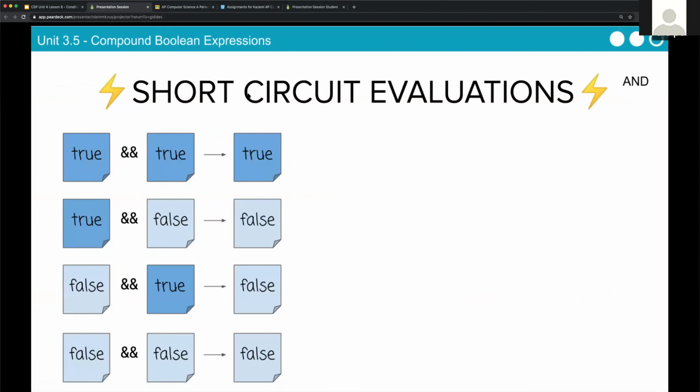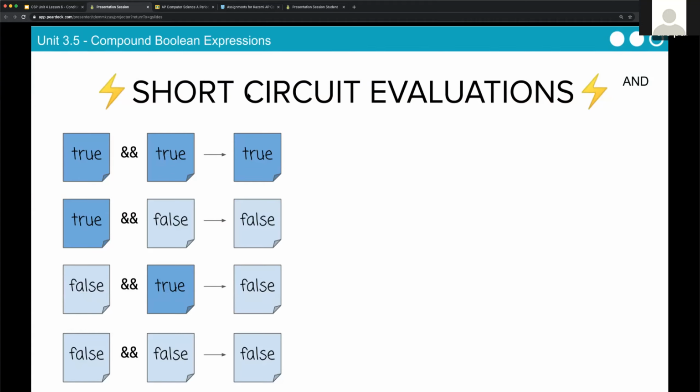Okay, so I'm going to introduce one new piece of information that will be really helpful when you're tracing through code that has compound Boolean expressions. So we're going to talk about short circuit evaluations. First, we're going to talk about short circuit evaluations in the context of and, so the and operator.